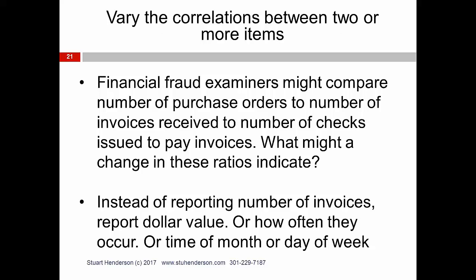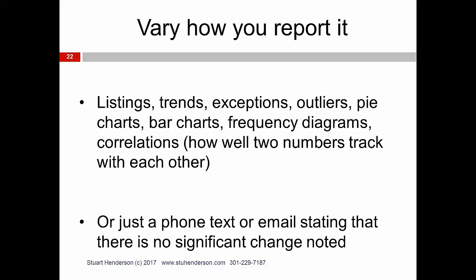You might vary the correlations between two or more items. And the fraud examiners, for example, used to, or still do sometimes, compare the number of purchase orders to the number of invoices received, and they compare this to the number of checks issued to pay the invoices. What would a change in these ratios indicate? And what if instead of the number of invoices, they reported the dollar value, or how often they occur, or time of month or day or week?